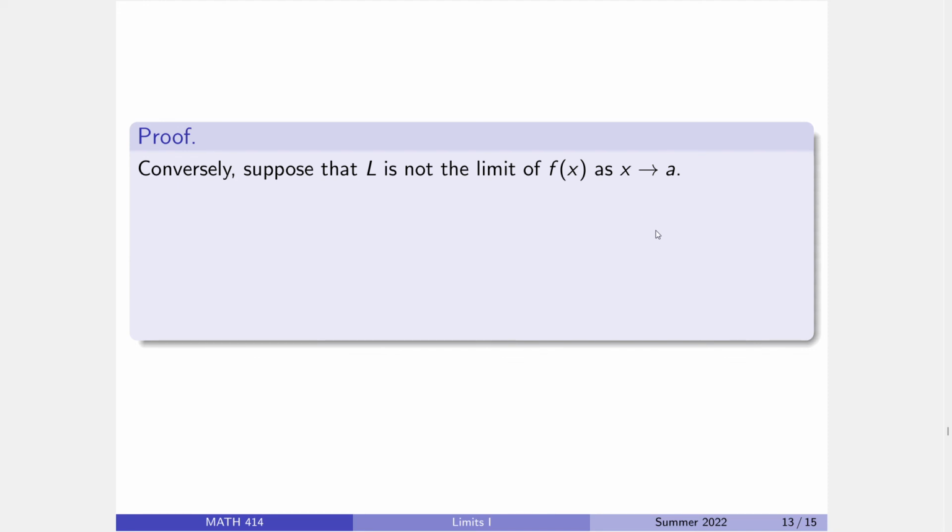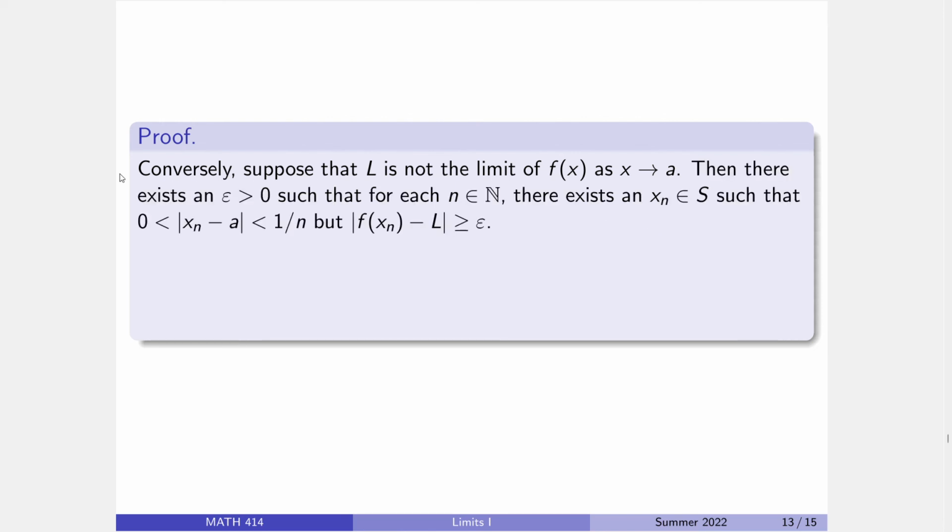What does that mean? Well, if it was the limit, that means given any epsilon, there is a delta, so that for all inputs, things are working. So the negation is there is a bad epsilon, but for each n, I'll be able to find an x sub n in S so that I get arbitrarily close, but the outputs are bigger than epsilon.